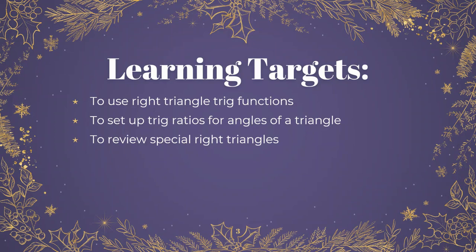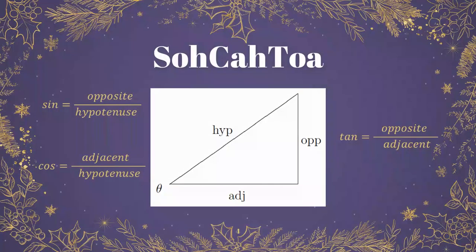You should be able to set up some trig ratios for angles of a triangle, and we're going to actually talk about the special right triangles. Those might be new. I can't remember if you've seen them before or not, but either way, we'll get it figured out. So here is our sort of like end all be all of right triangle trig.